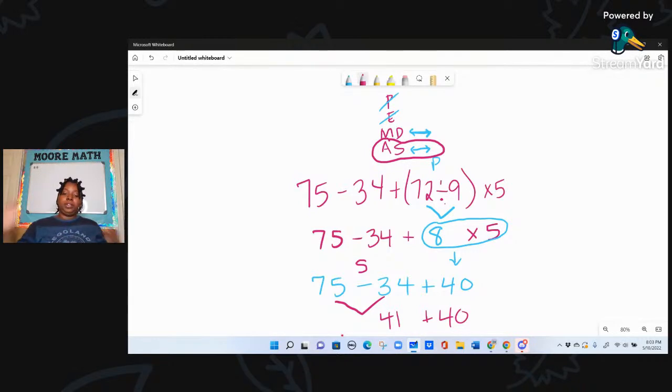So once again, you're just going by PEMDAS. I know some other countries like Canada, you guys say BEDMAS. It doesn't matter. It's all the same thing. You might use B for brackets, but it's parentheses. Excellent. Woo, you got it.